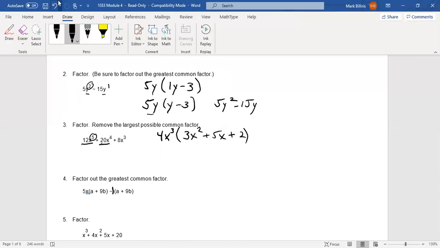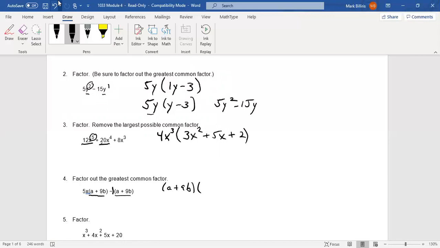So when we're removing the greatest common factor, remember, it's a factor. That's something being multiplied that's common in both terms. When we look at this problem, you should notice that a plus 9b is common to both terms. So that's our greatest common factor. In this case, we're going to take out our greatest common factor, which is a plus 9b. And now we have parentheses, and we divide that out of each term.